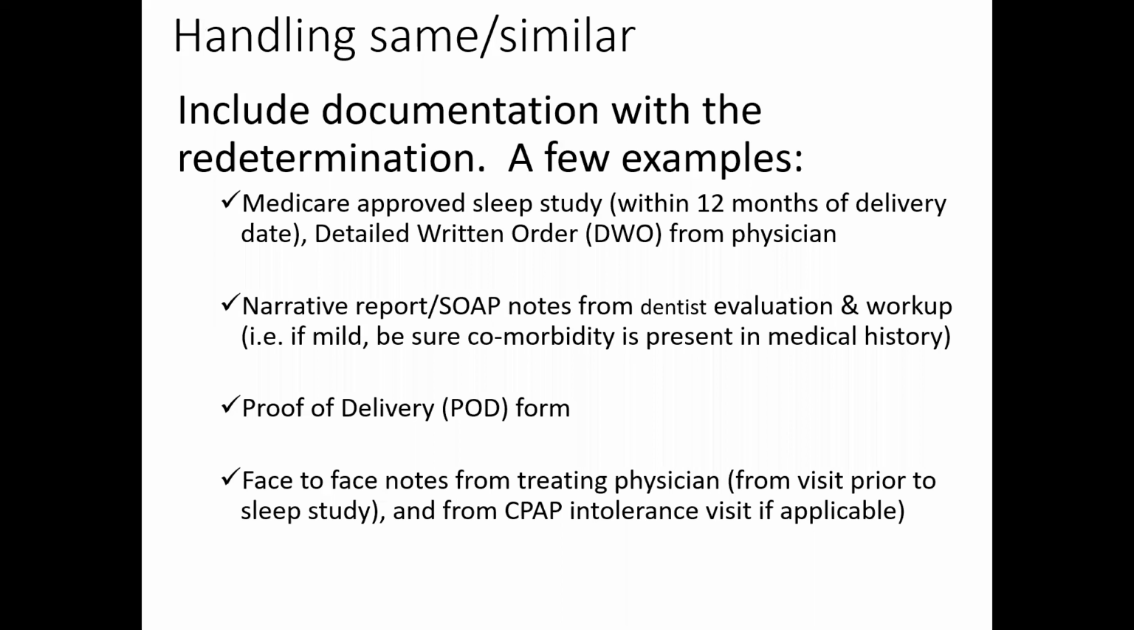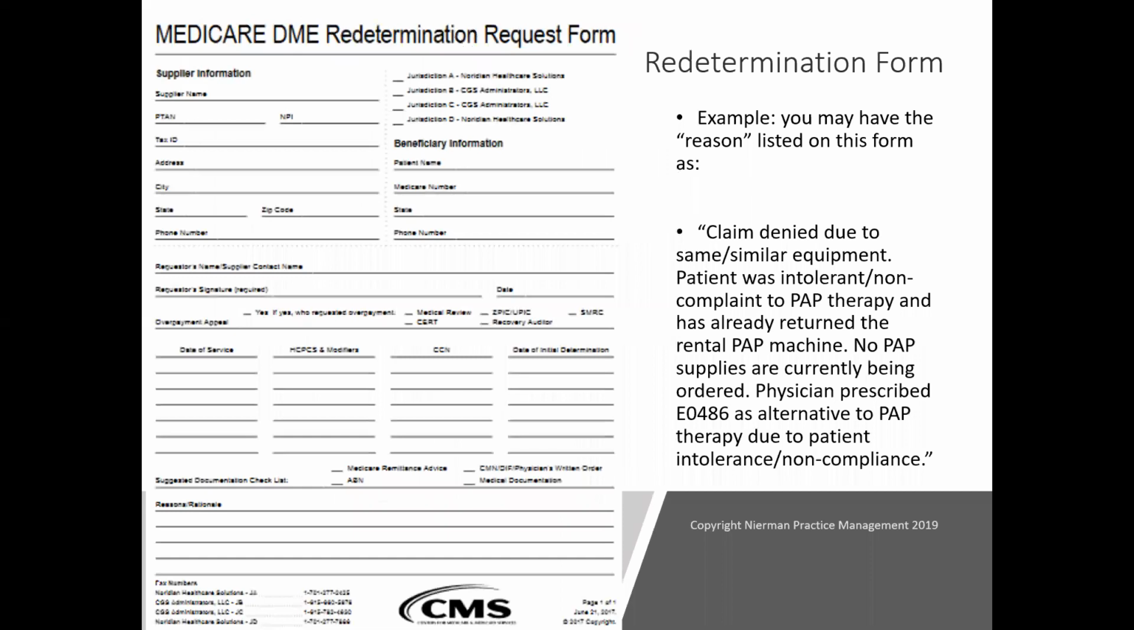You'll also want to include a copy of the proof of delivery form, which is the form the patient signs the day they receive the appliance to prove that they do have it in their possession. And then those face-to-face notes from the treating physician and a CPAP intolerance affidavit if applicable. And here is a peek at that redetermination request form for DME or durable medical equipment.